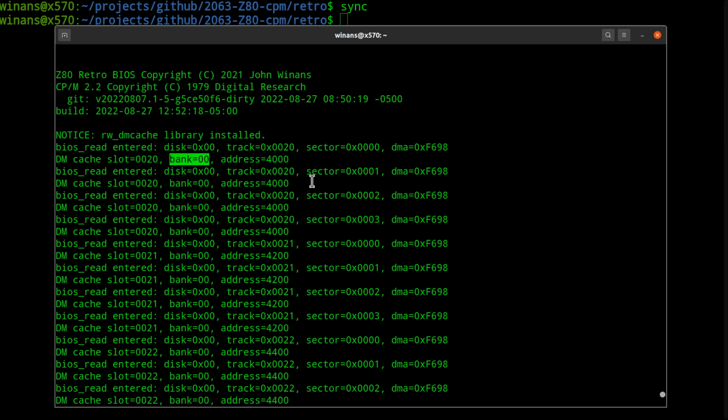Now, is bank 0 right? Well, remember the bank comes from the most significant 2 bits of this nibble. And a binary 2 is 0010. Therefore, the most significant 2 bits are both zeros. Therefore, the bank has to be 0. So that jives. What about this address over here?